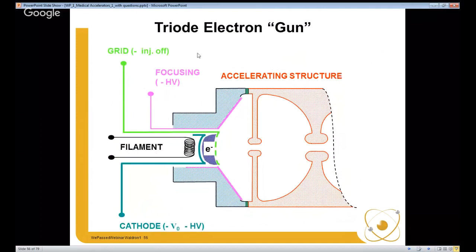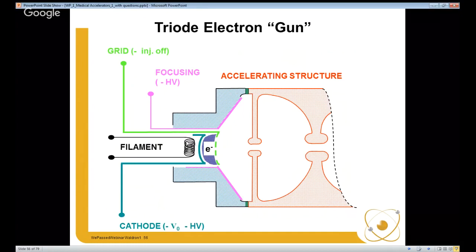The other type of gun that we find in medical accelerators is the triode electron gun, triode referring to 3 elements. And so here we have the anode, which is the accelerator. We have the cathode, which is emitting the electrons, and we have a grid. We have a filament that is heating the cathode. In most of these cases, it's an indirect, it's a dispenser type cathode, so it has a separate heater and cathode structure.